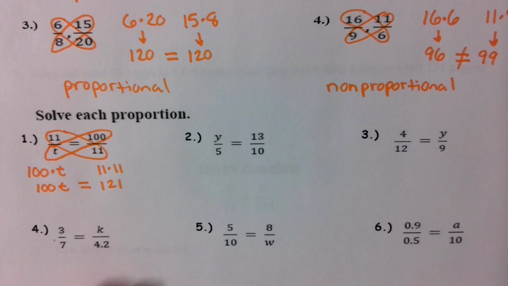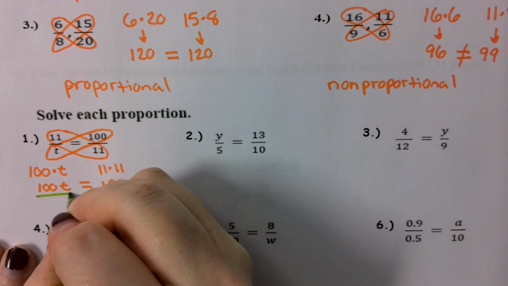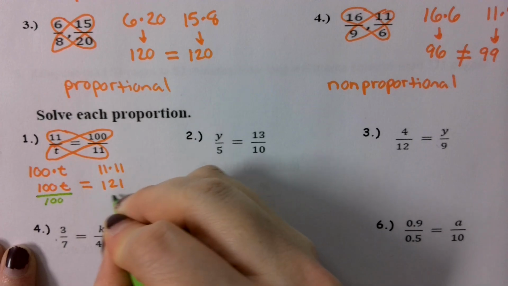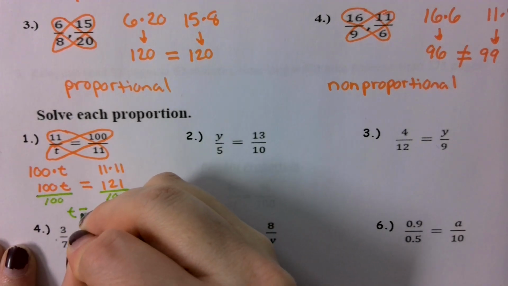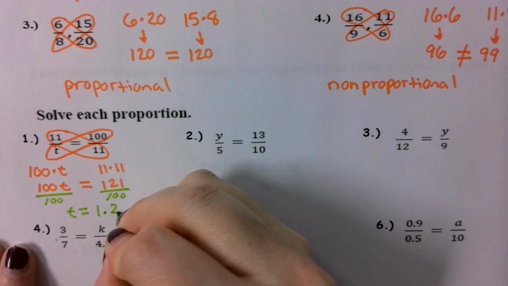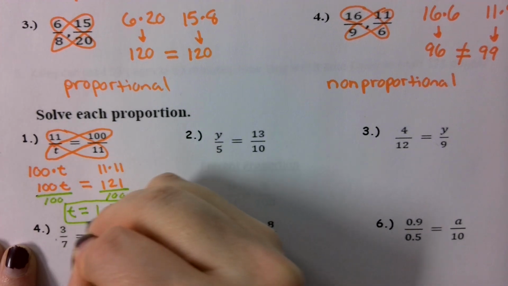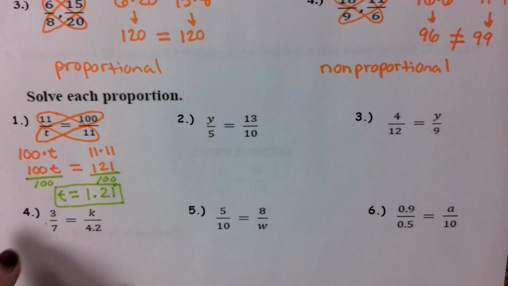It's a one-step equation where we have a value and a variable that are side by side, so we must divide. Okay, so we're going to divide both sides here by 100, and that's going to give us the value of t. T is going to equal 1.21. Okay, 1.21. We're going to do one more together.